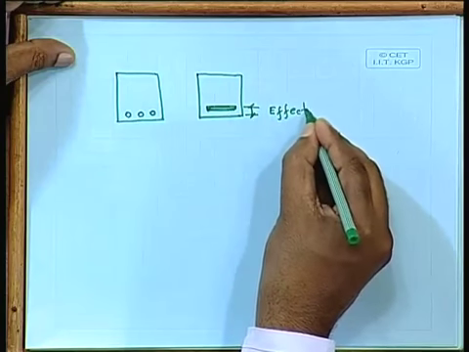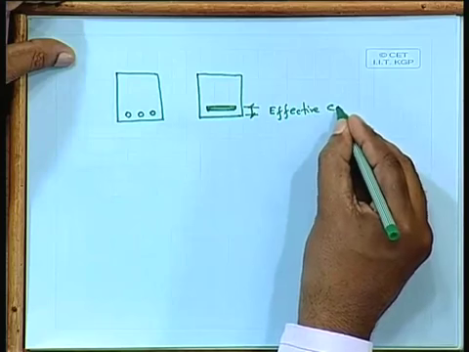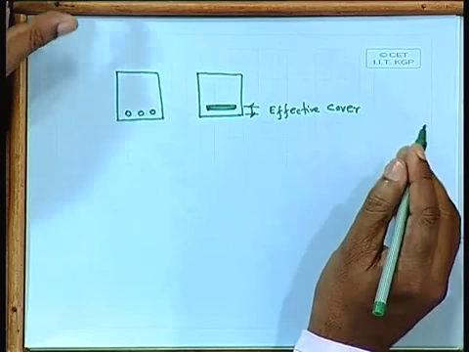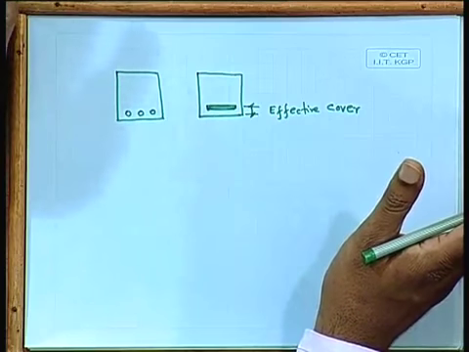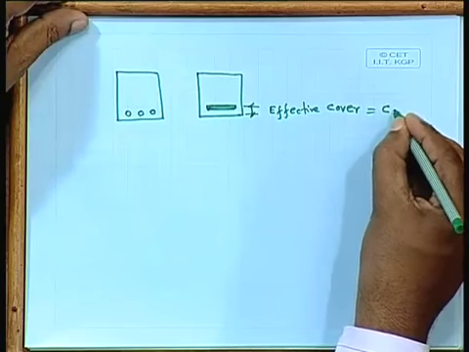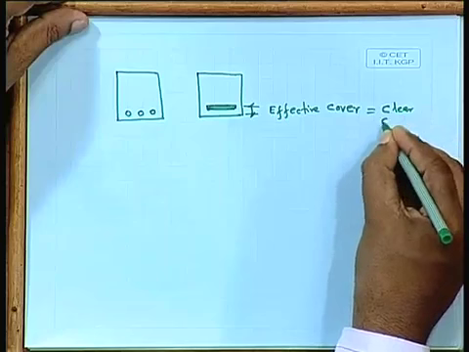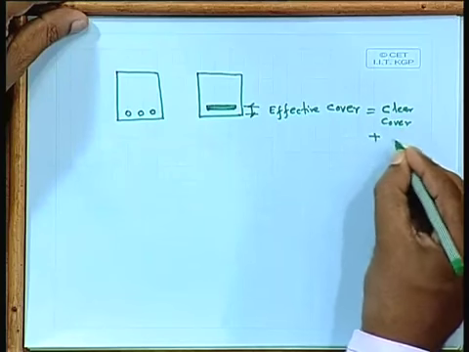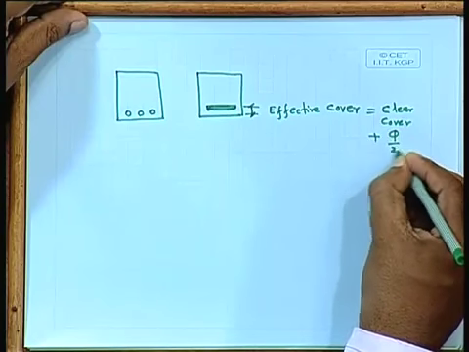So the thing about effective cover is that when you are going to design the beam, you do not know which bar you are going to provide, but you are calculating the area of steel. At the time of calculating the area of steel or the effective depth, you need effective cover, and effective cover is nothing but the clear cover plus half the diameter of the bar.